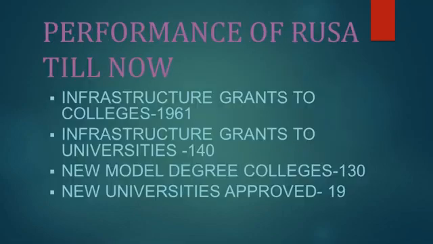And here we can see the performance of RUSA till now. Infrastructure grants to colleges 1961, infrastructure grants to universities 140, new model degree colleges 130, the new universities that it has approved are 19.